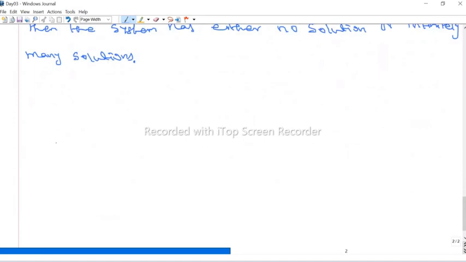So A inverse is nothing but 1 by determinant of A into adjoint of A. The formula for A inverse, if A is a square matrix and the determinant is non-zero, is A inverse equals 1 by determinant of A into adjoint of A. So how will we find the adjoint? You take the cofactor of each element and then take the transpose. You will get the adjoint of A.